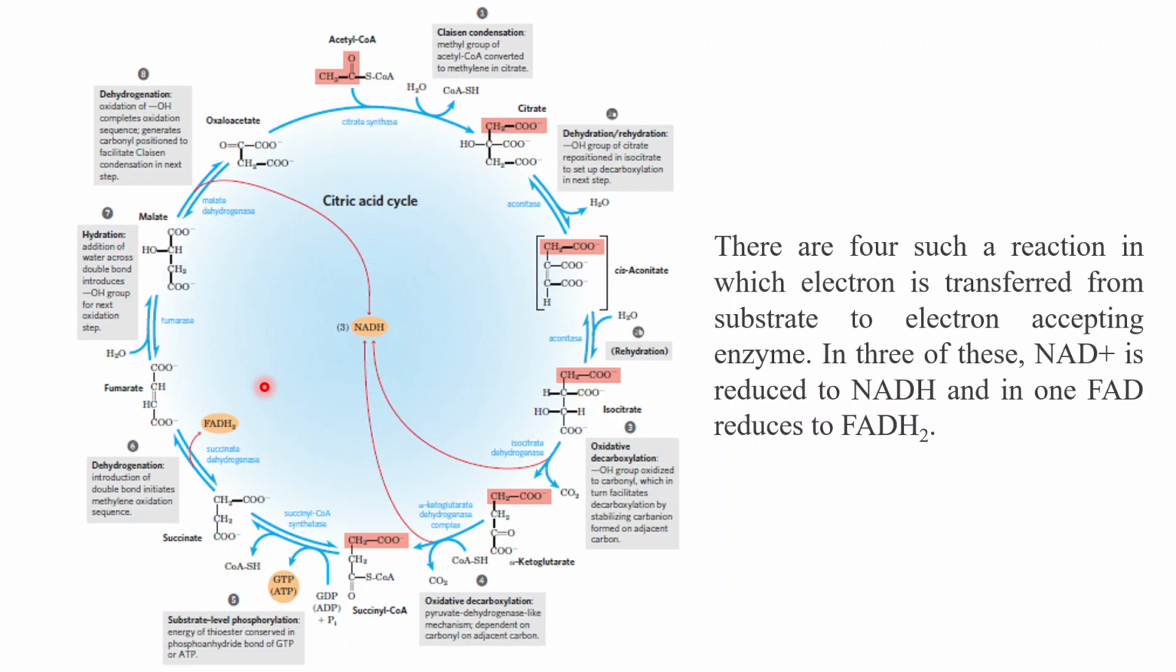Okay, so 3 NADH and 1 FADH2. So 4 reactions basically are contributing to the electron transport chain of the cell. So 4 reactions of the citric acid cycle are contributing to the electron transport chain to generate ATP molecules at the end.